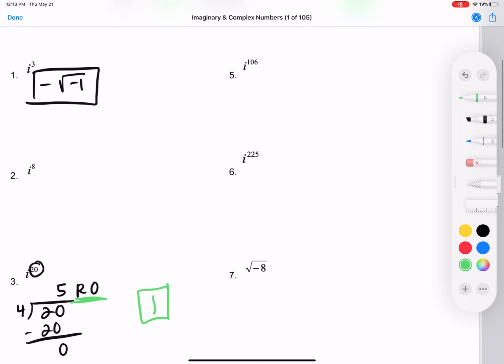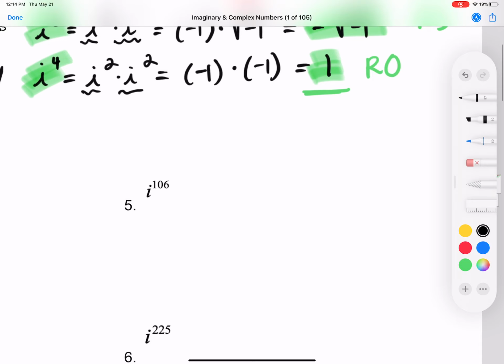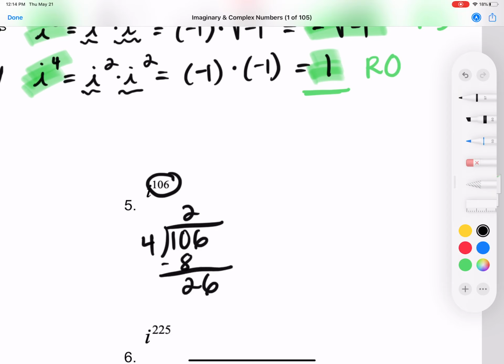Okay. Let me try the next one. i to the 106. Again, you don't want to draw your table. You just want to take your exponent and divide. So what I'm going to do is take 106 and divide by 4. Okay. So 4 goes into 10 2 times. 2 times 4 is 8. Subtract. I'm left with 26. I know 6 times 4 is 24, so I'm going to try 6. 6 times 4 is 24, and I'm left with 2. Don't do decimals. You're going to use your remainder, okay?